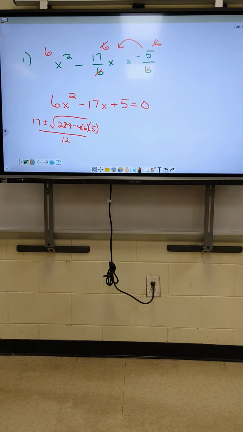Got 169 in there, which is 17 plus or minus 13 over 12. You guys finish it from there. All right, so number one was really easy. Let y'all finish that one, then we'll go to number two, which is a lot harder.